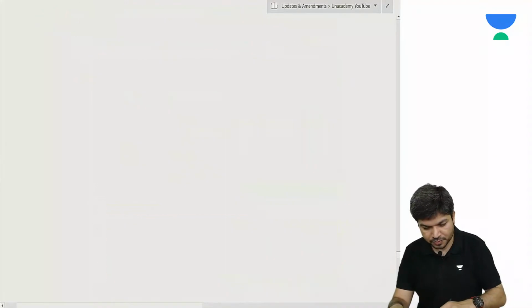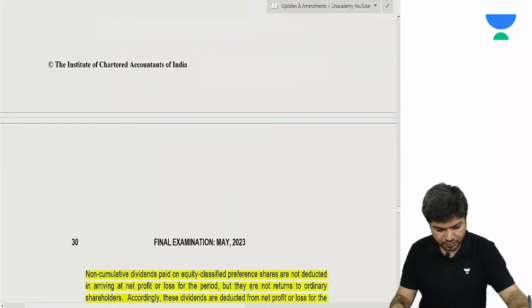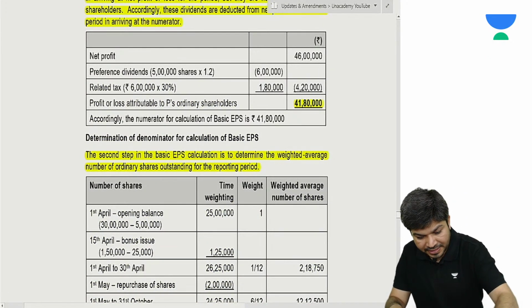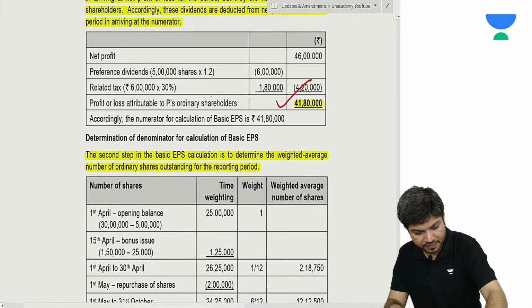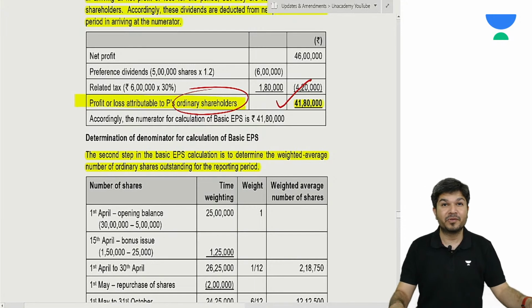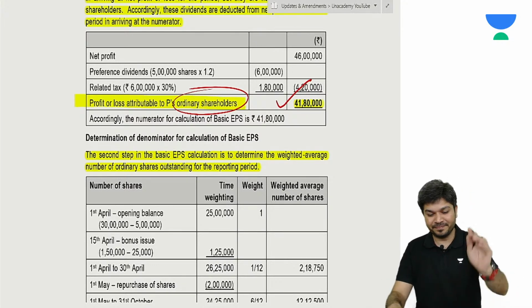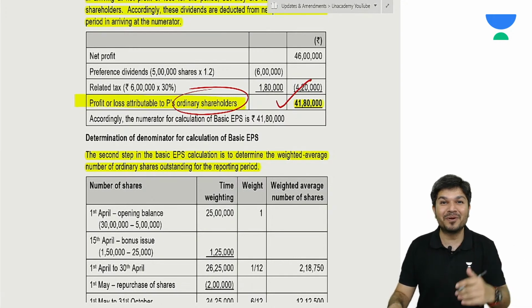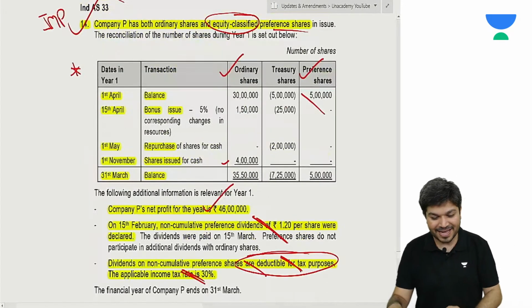Okay, then let me just go to the solution. This is profit for equity shareholder, profit for ordinary shareholder, 4180. The NP given would be before preference dividends. Why before preference dividend? They're equity classified. Now coming to number of shares. So we take profit divided by weighted average number of shares outstanding during the year.